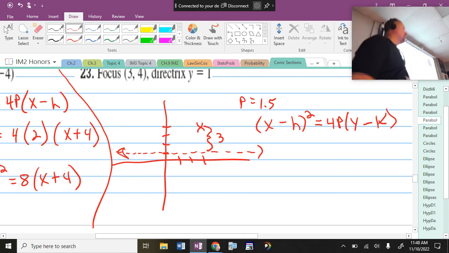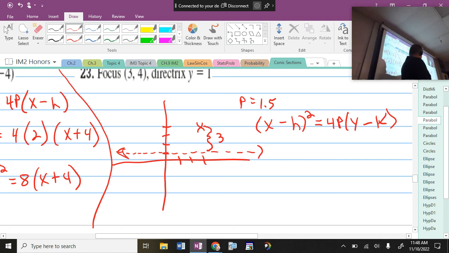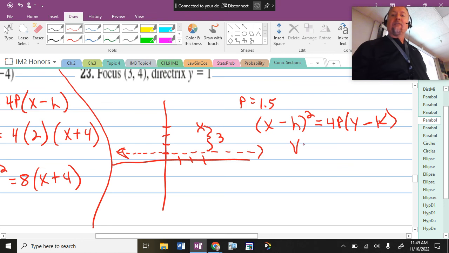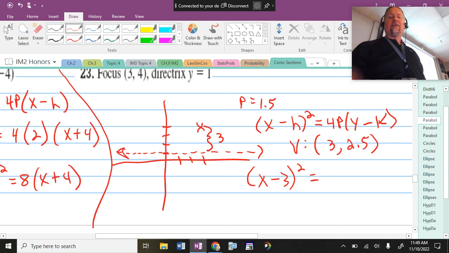All right, then y minus k. Oh, wait a minute, we have to find the vertex. So it's going to be 3, comma. How far do I have to go up from this dotted line to get to the vertex, or below this x? How far? 3, 2, 1, go. 1.5. Here's 1. What's 1 plus 1.5? 2.5. So the vertex is, careful, 3 for x, then 2.5 for y. So it's (x minus 3) squared. You guys are in honors. What's 4 times 1.5? 6. Okay, I was waiting for the first person to say it. And then y minus 2.5, because I want to get to completing the square.